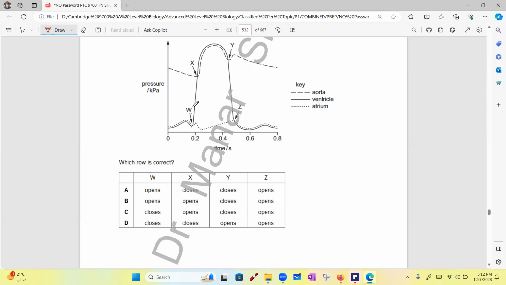Which valve? They did not say. I was going to tell you when you tell me. At W, which valve will close? Huh? I'm trying to help you. Isn't W like atrial systole? W is the beginning of the ventricular systole.